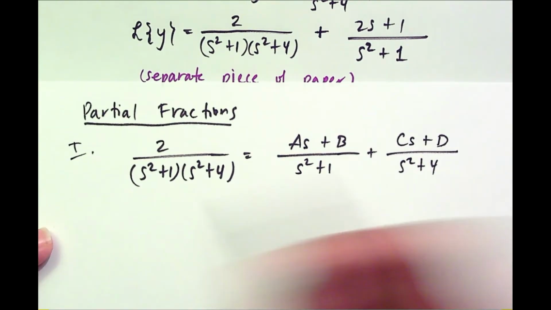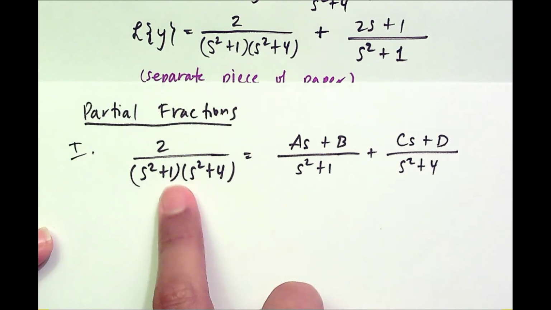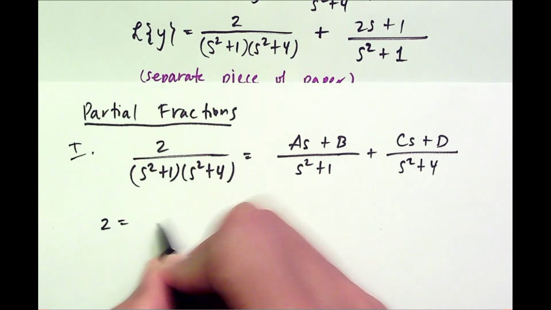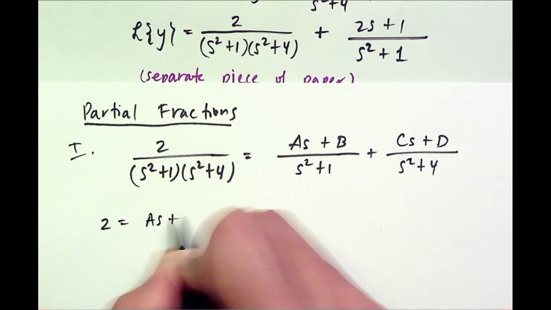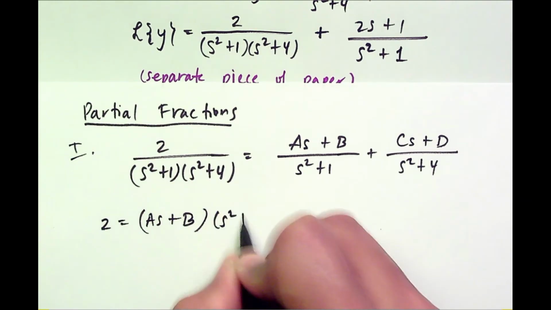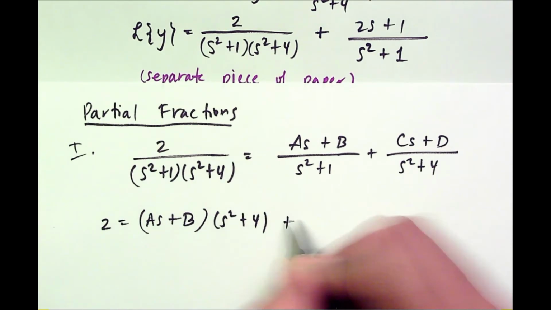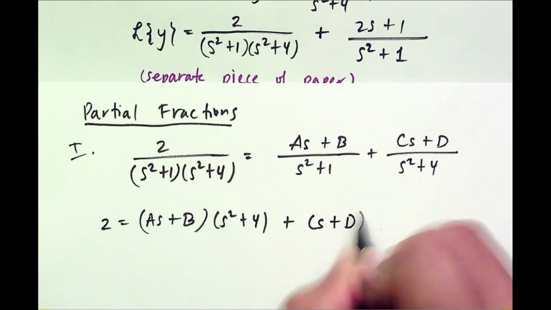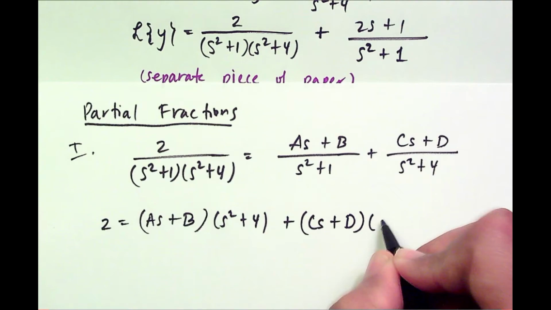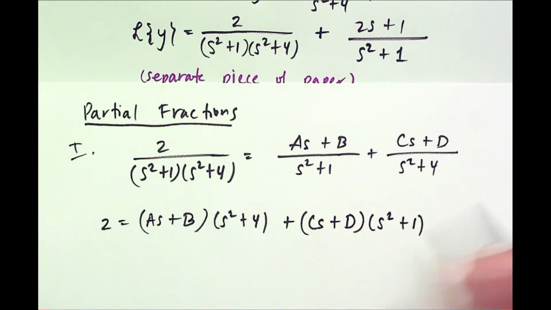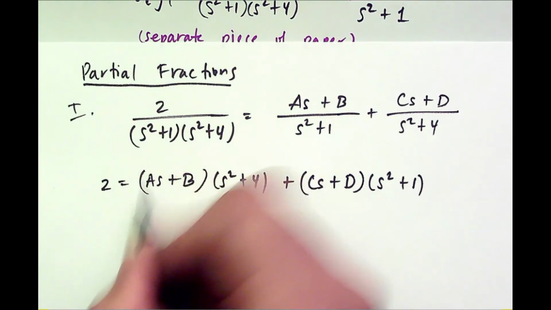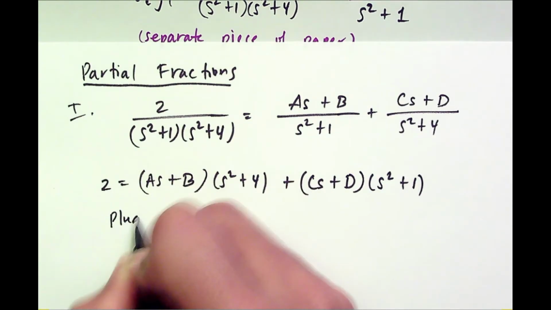Okay, then you multiply both sides by this, and on the left you're going to end up with 2, and on the right you're going to end up with as plus b, and the s squared plus 1 are going to cancel, so s squared plus 4, plus cs plus d, and then the s squared plus 4 is going to cancel, so you end up with s squared plus 1. Okay.